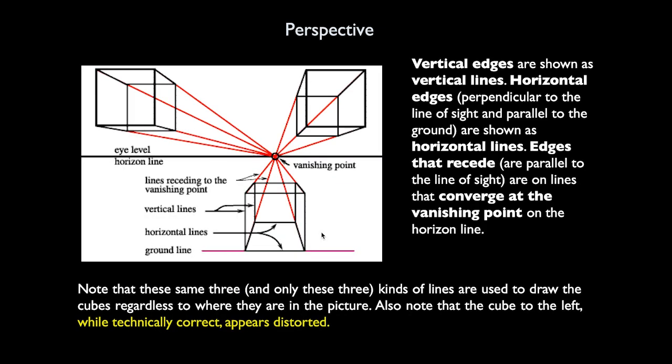Vertical edges are shown as vertical lines. Horizontal edges are shown as horizontal lines. Edges that recede are on lines that converge at the vanishing point on the horizon line. So note that these same three, and only these three kinds of lines, are used to draw the cubes, regardless of where they are located in the picture. Also note the cube to the left, while technically correct, appears distorted. So 1-point perspective only depicts objects near the vanishing point with accuracy.